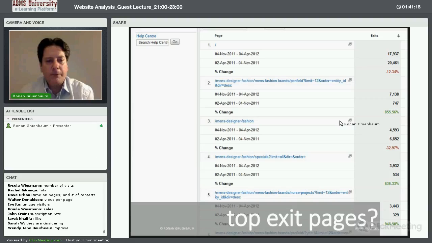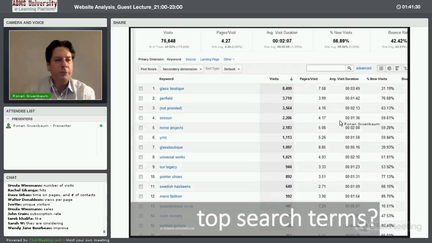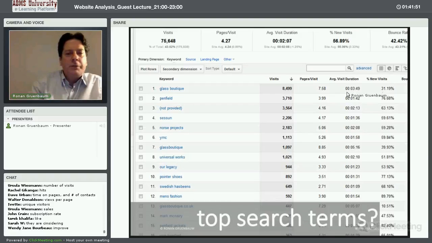So what can the top exit pages report? I've already done that, sorry. So now we've got our top search terms, and the conversion rate of top searches. These are the searches on the left-hand side that people have used in Google to reach our website. Our website is men's fashion. The website's called Glass Boutique, and there are different brands there, such as Norse Projects, Penfield, Pointer Shoes, Swedish Has-Beens, etc.